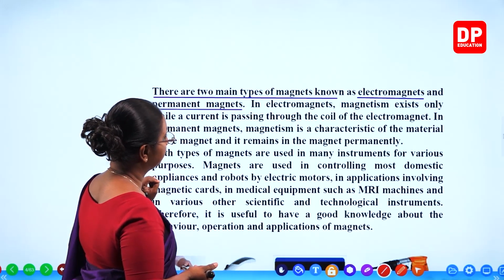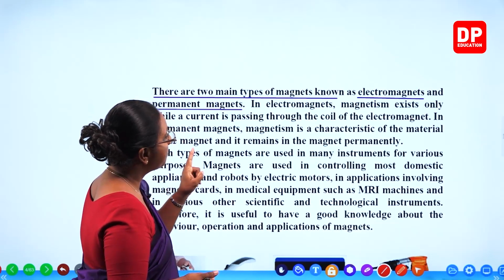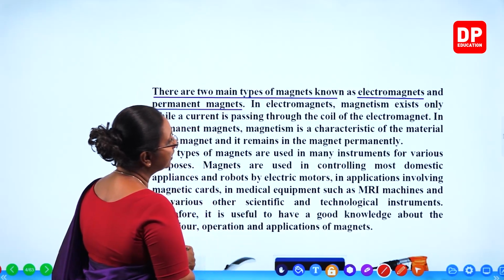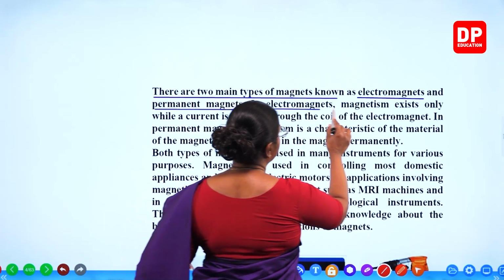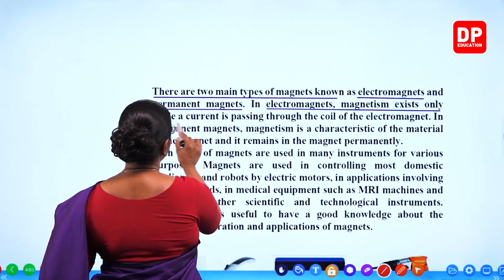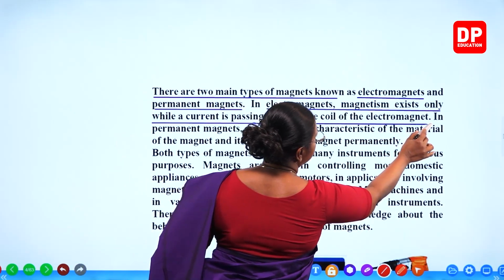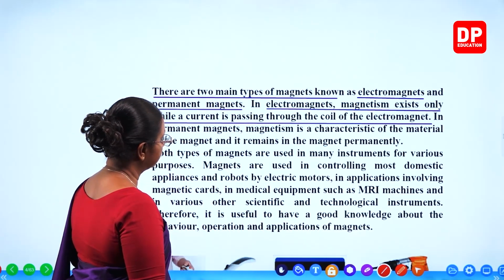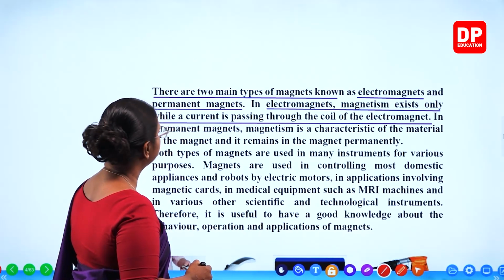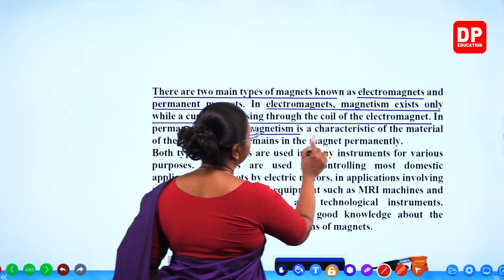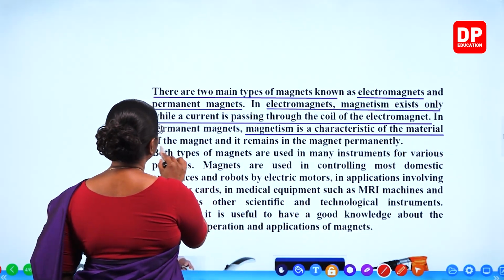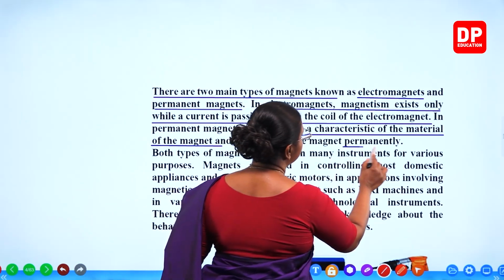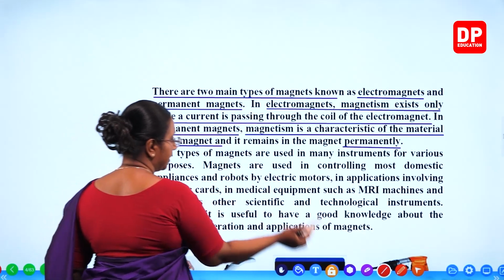So, here you can see, in electromagnets, magnetism exists only while a current is passing through the coil of the electromagnet. So, you have to remember that. In permanent magnets, magnetism is a characteristic of the material of the magnet, and it remains in the magnet permanently. So, that is why we call them permanent magnets.